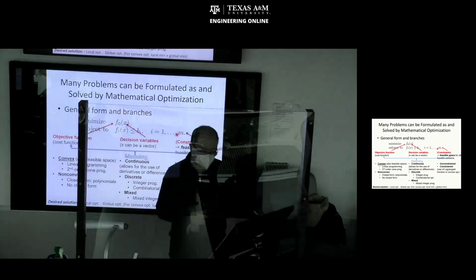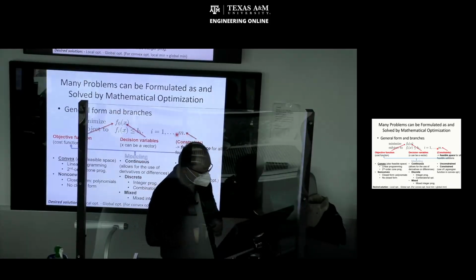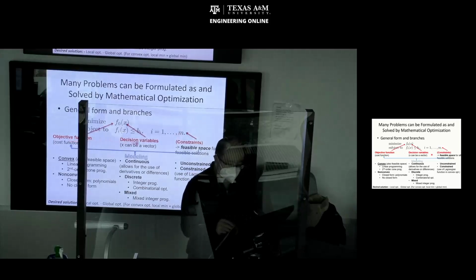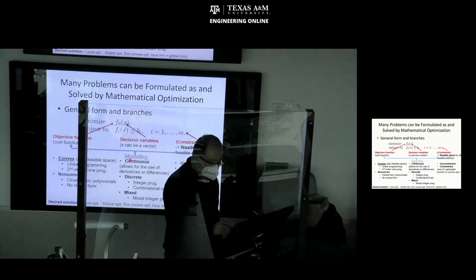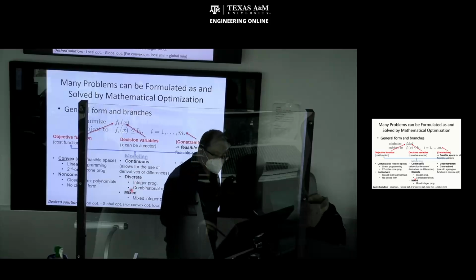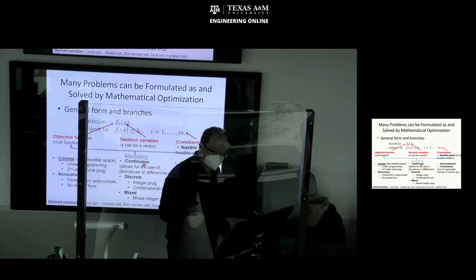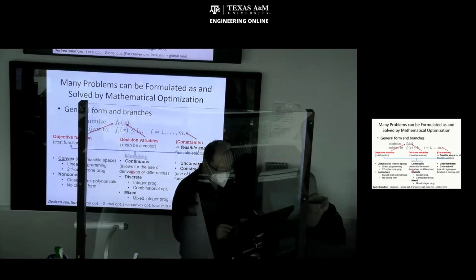So now let's talk about the different types of optimization problems based on these three ingredients, okay? Let's start with the decision variable. Depending on whether x is continuous or discrete or mixed, you could have different kinds of optimization problems, right? In the case of continuous x, you can use derivatives or finite differences easily, right?